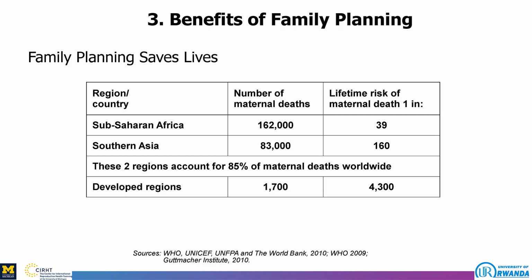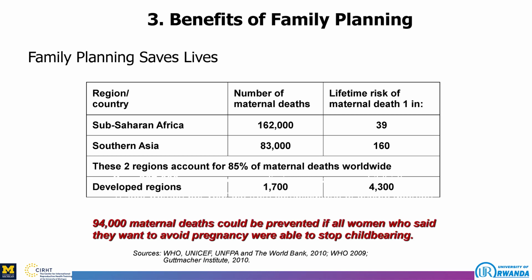So it shows that access to family planning is vital in reducing maternal mortality, and you can see that maternal mortality coincides exactly with the prevalence of family planning methods. So 94,000 maternal deaths could be prevented if all women who said they wanted to avoid pregnancy were able to access contraceptives and use them effectively, as reported by WHO, UNICEF, and UNFPA.